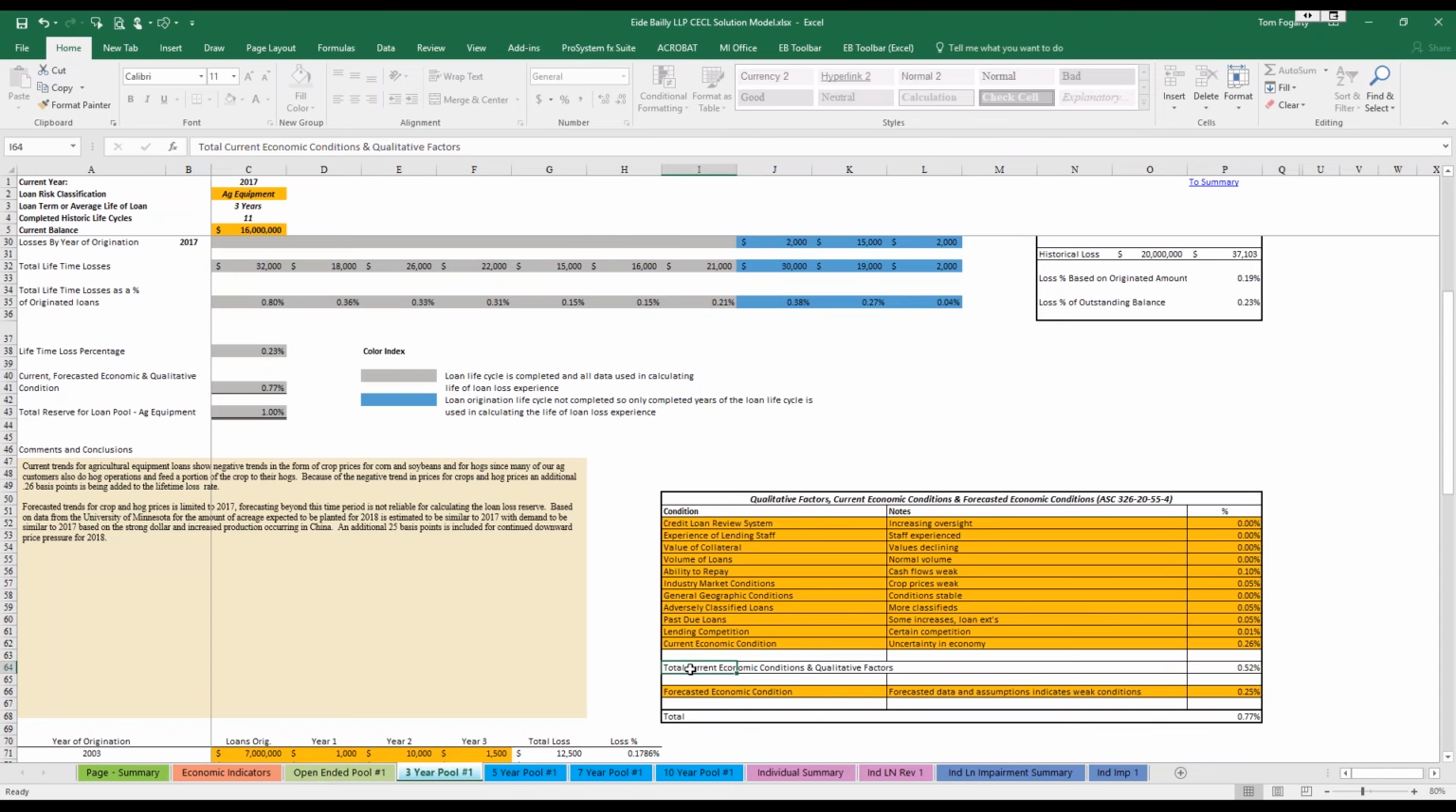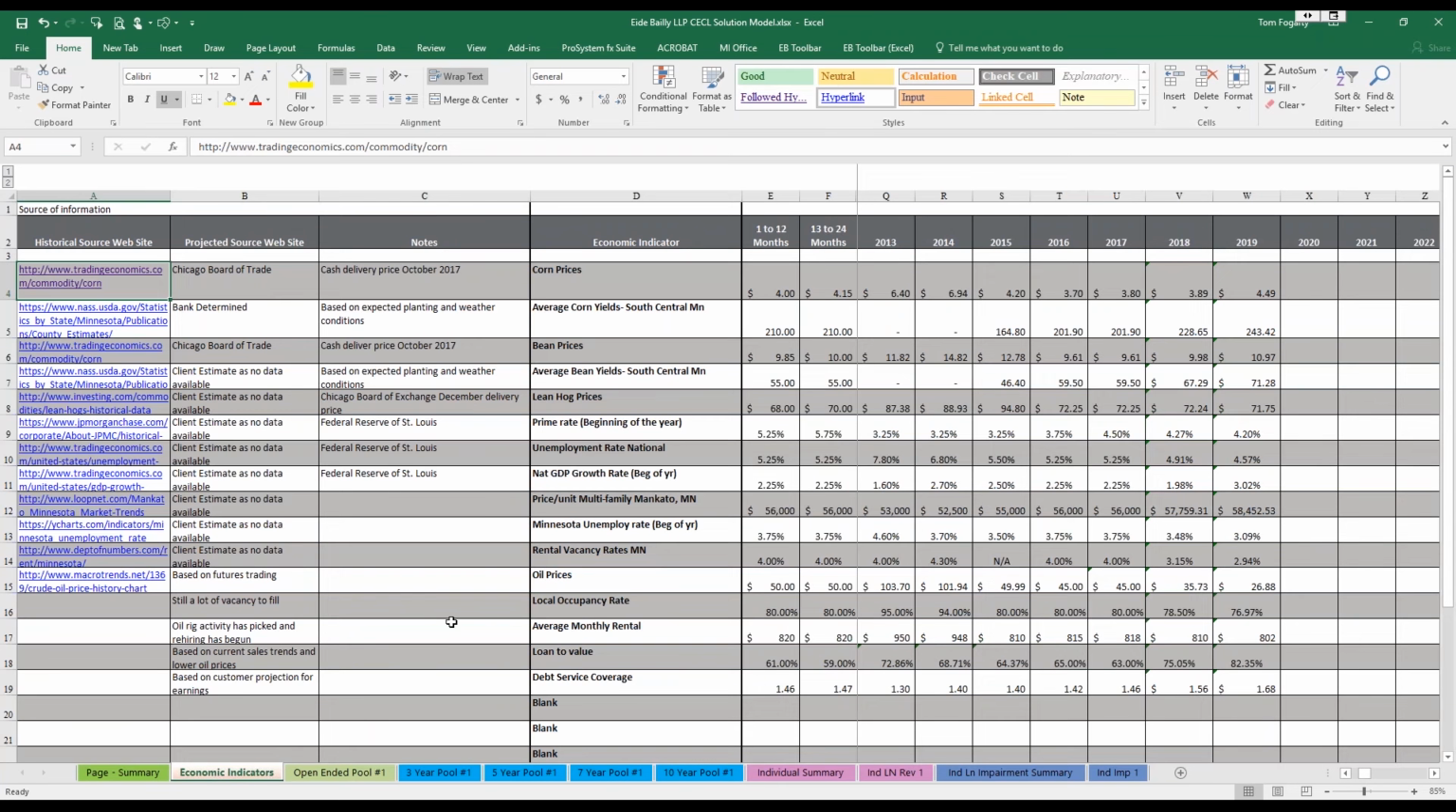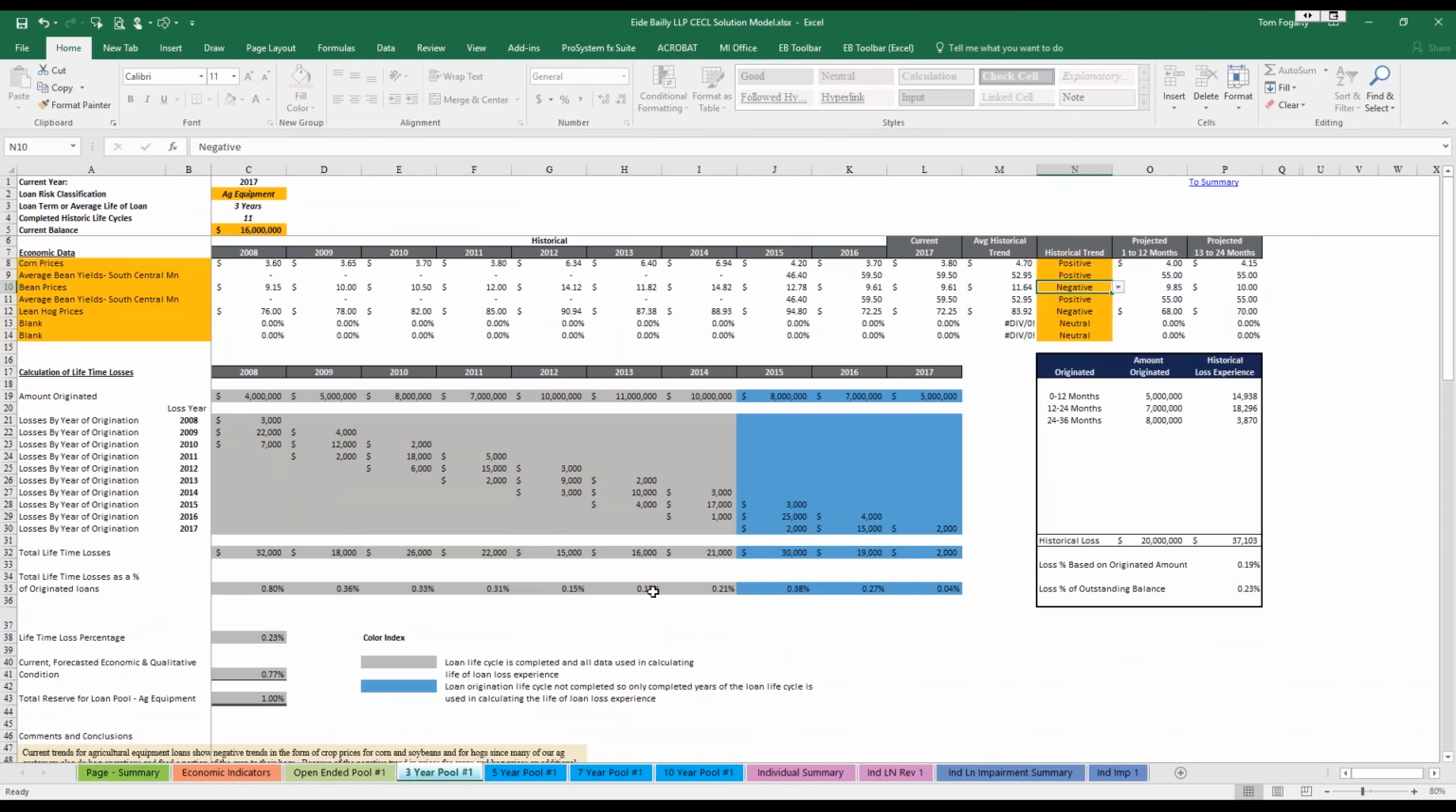Eide Bailly's CECL solution provides financial institutions with tools to support their conclusions about factors regarding current conditions and forecasted economic conditions by determining whether certain economic indicators are trending negatively or positively. These economic indicators can be obtained by clicking on one of the website links provided, which are completely customizable for your institution's geographic location and applicable economic indicators. The total reserve for each loan pool flows back to the Page Summary tab.